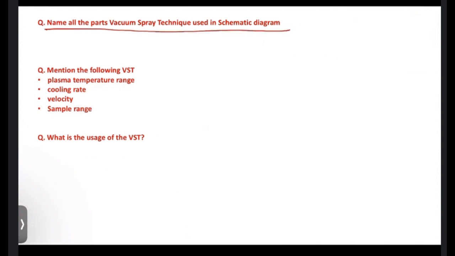Now we will discuss the vacuum plasma spray technique. Tell me, I have discussed the schematic diagram for pin on disc testing. Now recollect the schematic diagram for the vacuum plasma spray technique and name all the parts involved in it. What are the parts for the vacuum plasma spray technique? Have you remembered this? Are you able to recollect it?